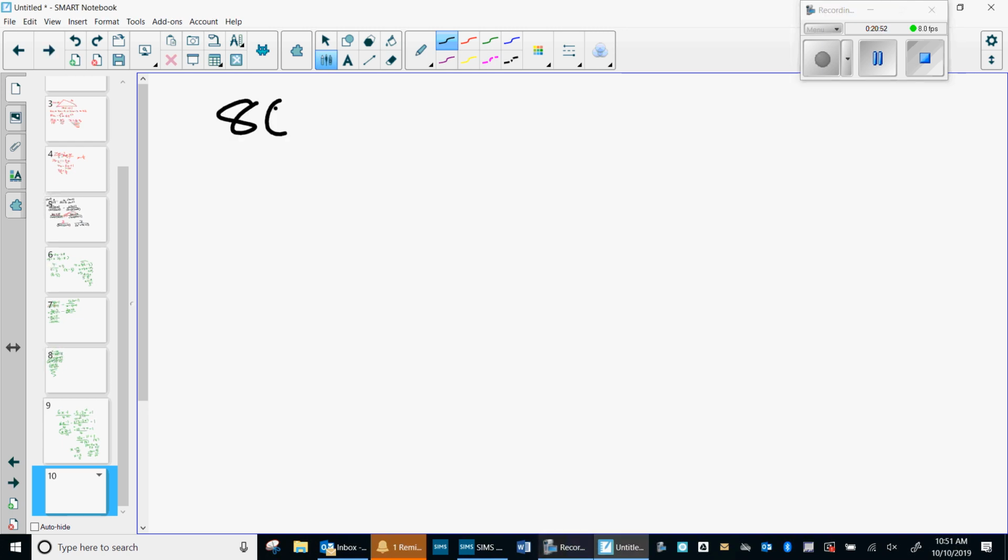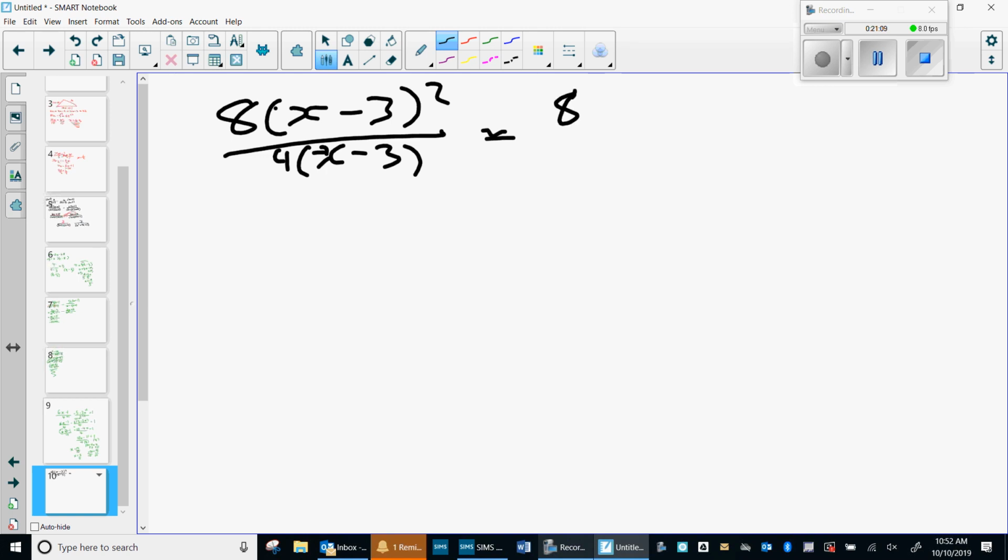So it's 8 and brackets x minus 3 squared over 4 and brackets x minus 3. So we can expand this, because this technically means that there's 2 lots of x minus 3, so that's 8 and brackets x minus 3 and brackets.